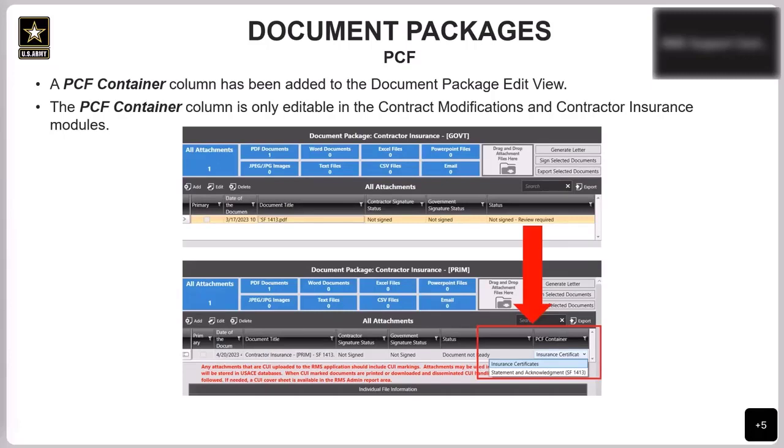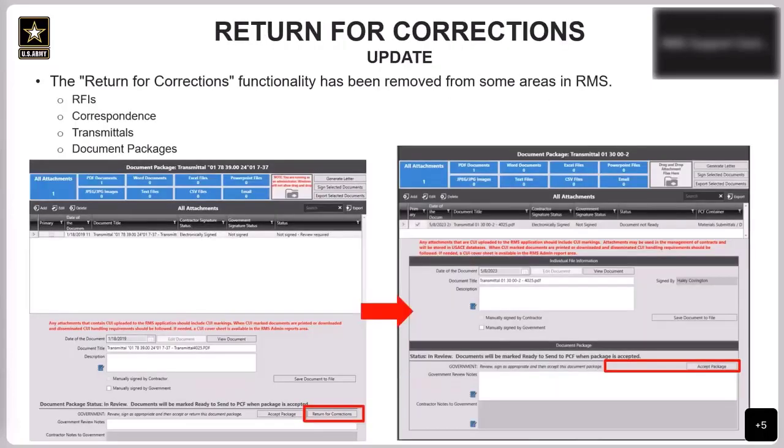In the past, this has always been editable in the contract modifications document package. But in the past, in the contractor insurance module, the SF13 was being sent to the wrong PCF cabinet. All contractor insurance documents were being sent to the same PCF cabinet, and then someone would have to go in and manually move the SF13 to the correct cabinet. So we've tried to simplify this now with the ability to select the PCF cabinet for each document within the contractor insurance document package.